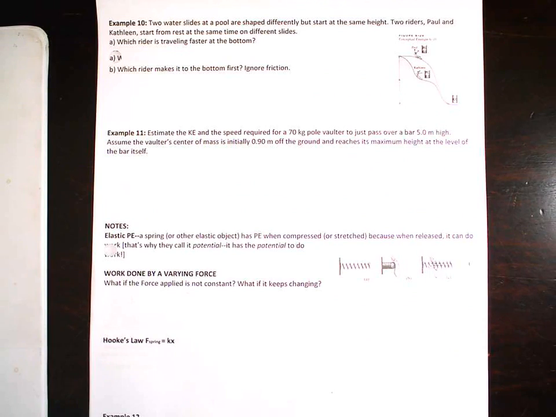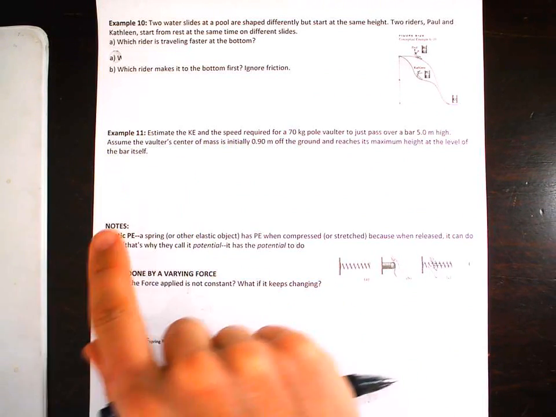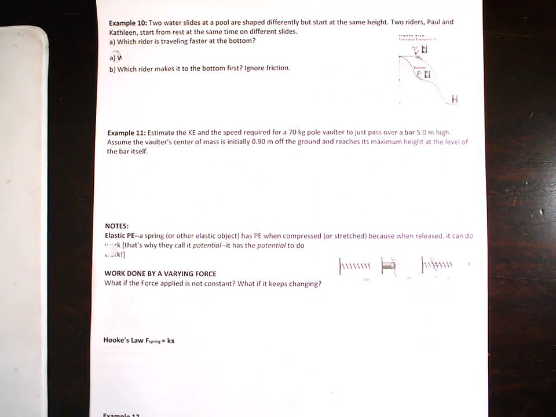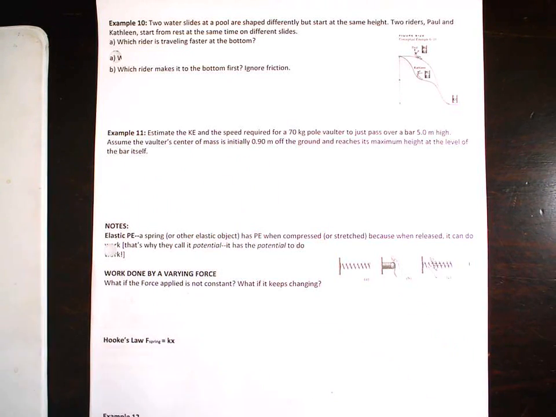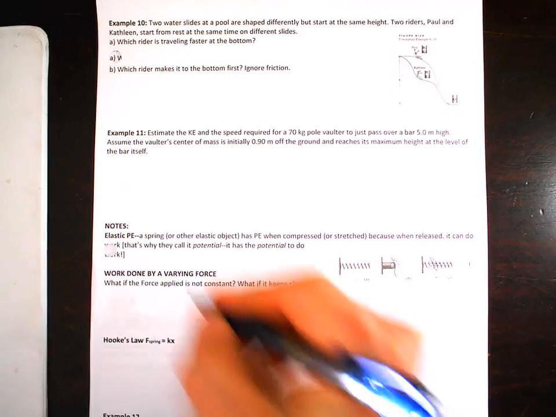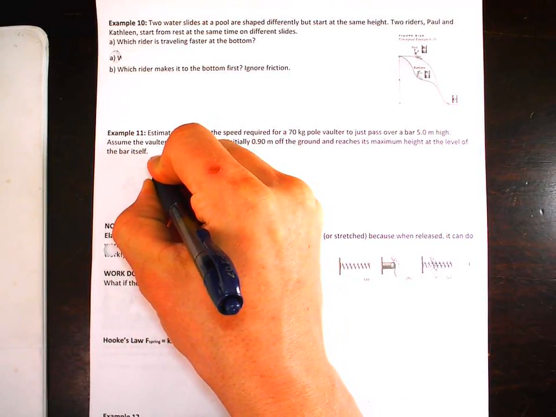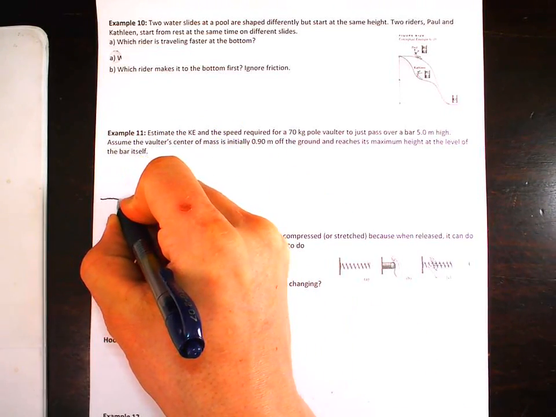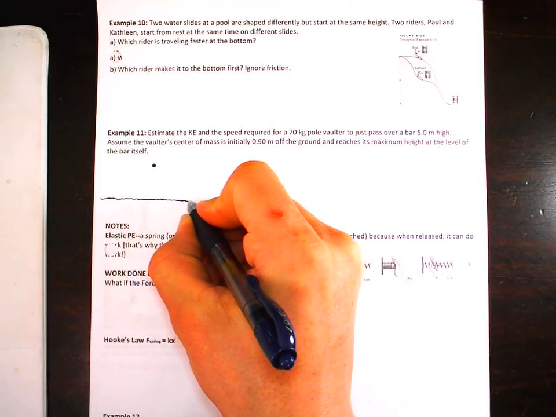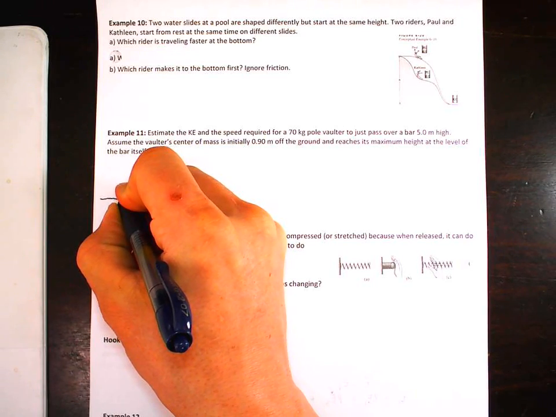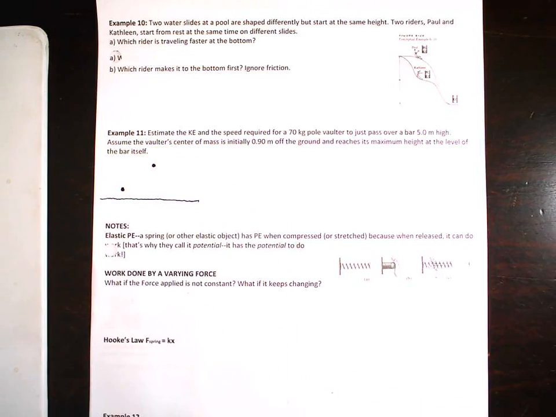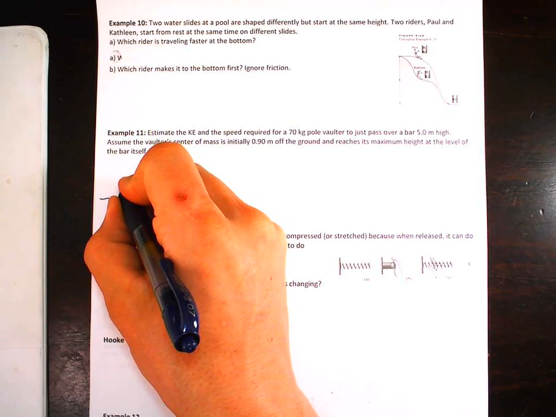Example 11. Estimate the kinetic energy and the speed required for a 70 kilogram pole vaulter to pass over the bar. And we're going to assume the pole vaulter's center of mass is already 0.9 meters off the ground. Let's draw a picture of this one. We've got this bar up here. Here's ground level. The person's center of mass is 0.9 meters off the ground already. So here's the person.